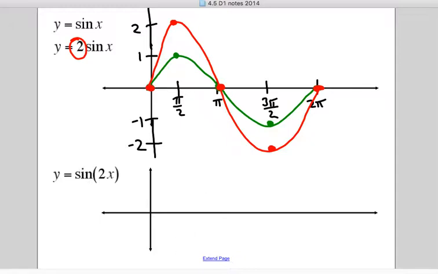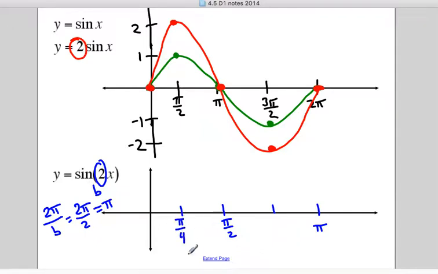When you have a period change, when that value is in front of the x, that's the b value. So the period will now be 2 pi divided by b. So it'll be 2 pi divided by 2, which just simplifies to pi. So again, 4 tick marks. The last tick mark is whatever your period is, so pi. Halfway would be pi over 2. Half of that is pi over 4. Multiply the first tick mark by 3 to get the third tick mark.